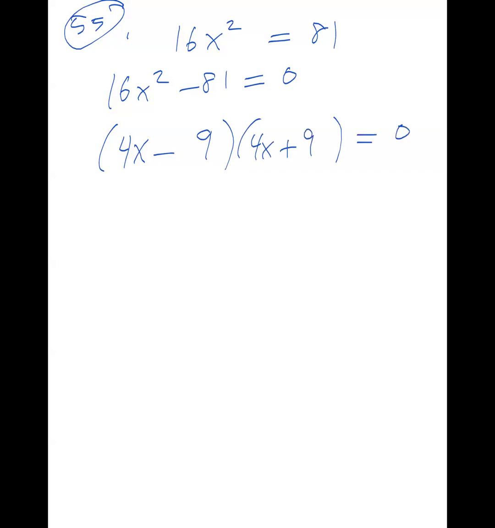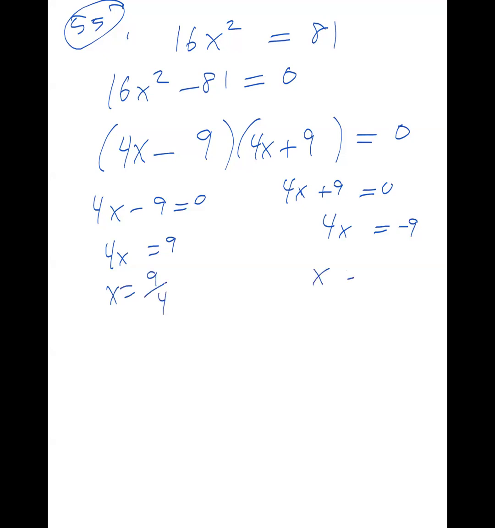Now you set each factor into its own small equation. So set that equal to 0. Set that equal to 0. There we go. And then add 9 to the other side. So you get positive 9. Subtract 9 onto the other side. You get negative 9. Divide by 4. And then you get 9/4. And then divide by 4 and you get negative 9/4. Like that. So the answers are 9/4 and also negative 9/4.